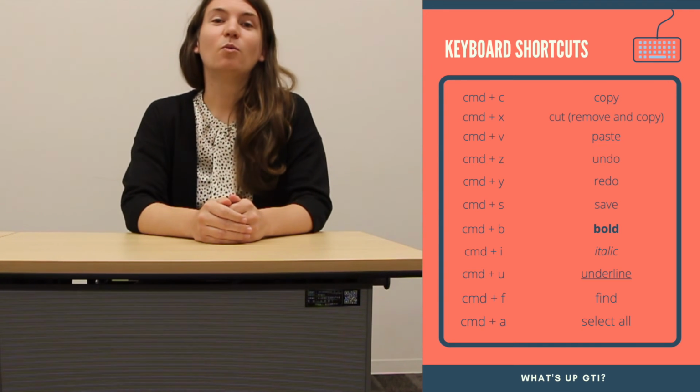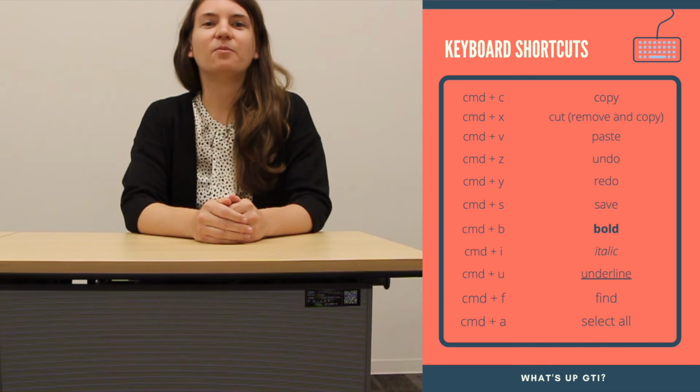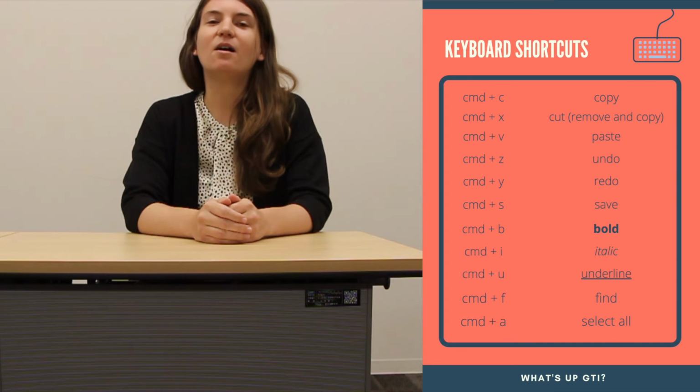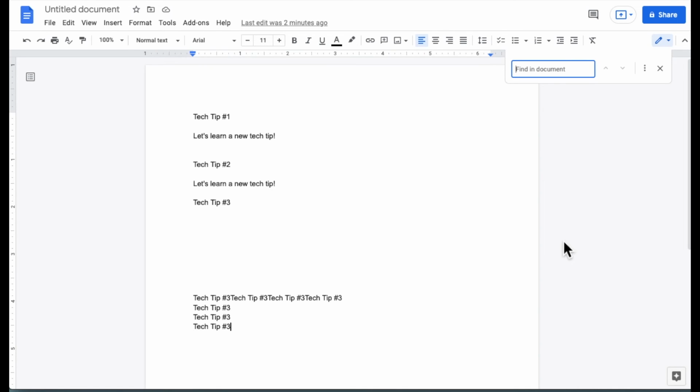Command F will find text in your document. And Command A will select all the text in your document. So you don't have to use the mouse to select everything. Here's an example of Command F finding the number 2. Here's an example of Command A. It selects everything.